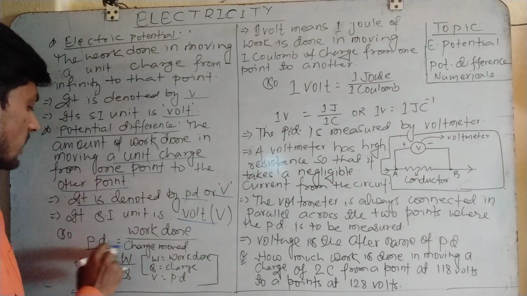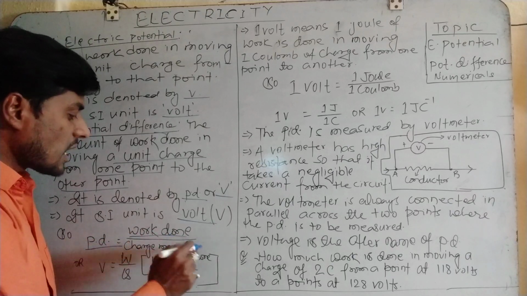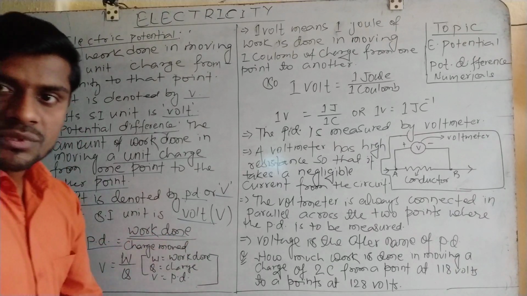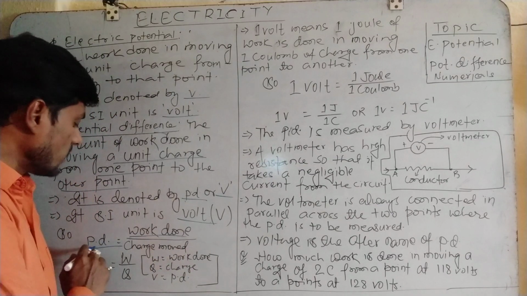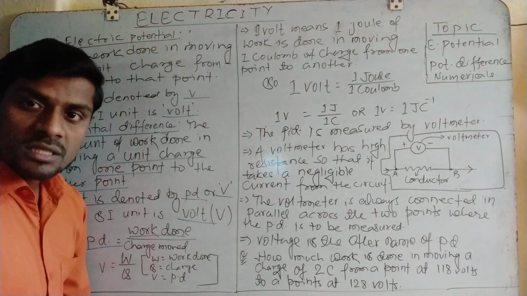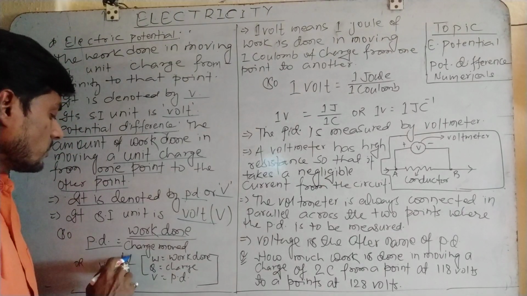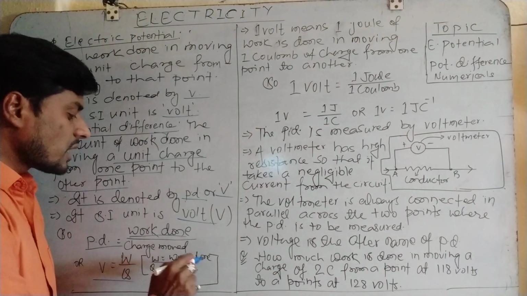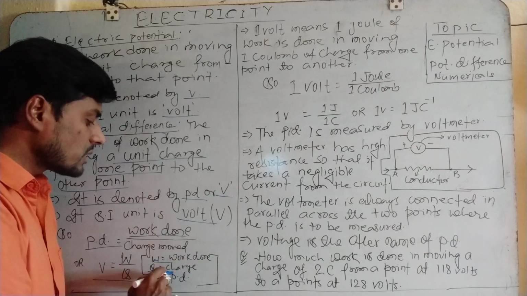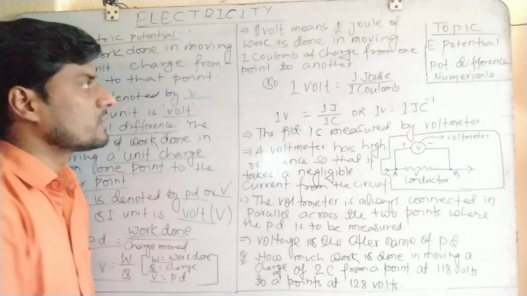So potential difference is equal to work done by quantity of charge moved. Potential difference is equal to work done by quantity of charge moved. Or you can also write V is equal to W by Q. Here W is what? Work done. Q is what? Quantity of charge. And V is what? Potential difference.